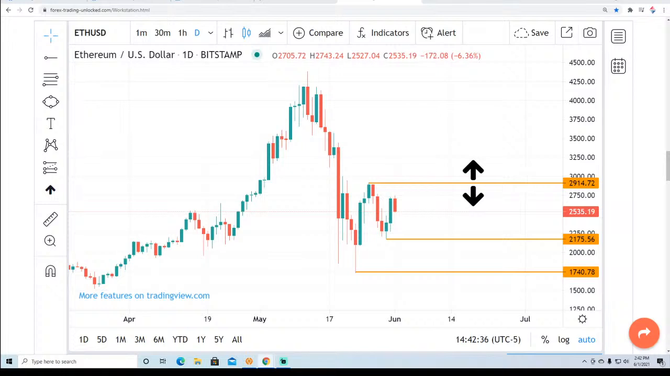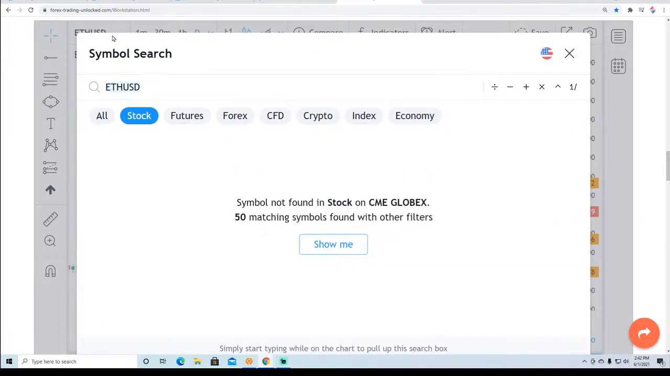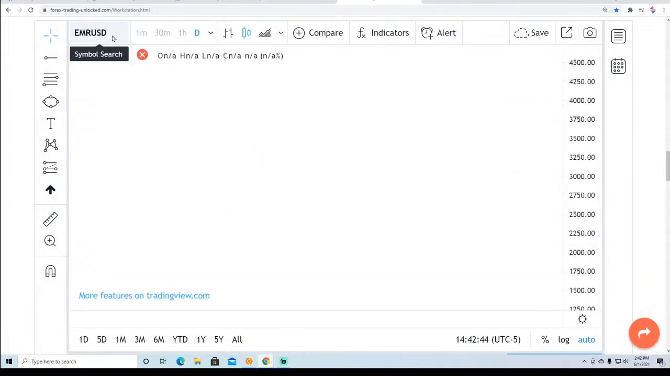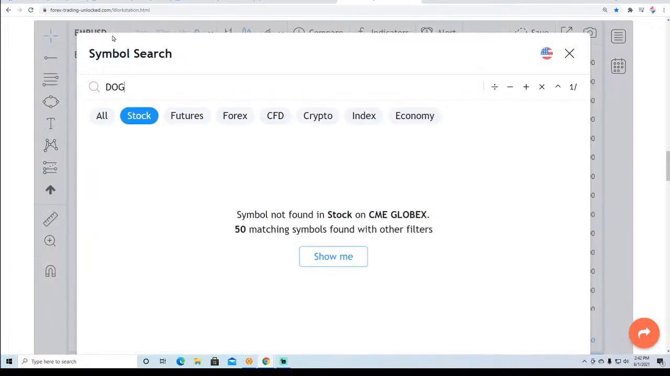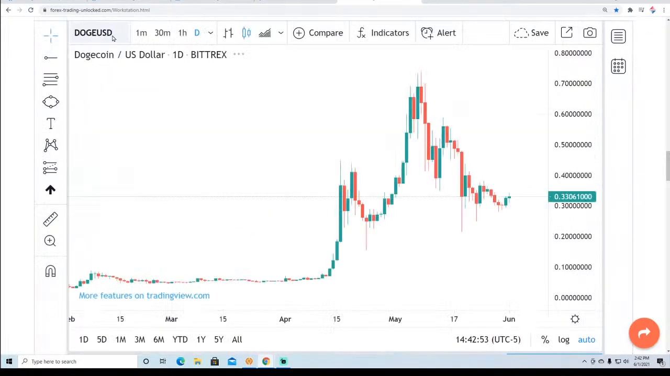We have another crypto we're going to take a look at now. Let's look at the XMRUSD. Oops. No, not XMR. It's going to be Doge. That's the one we wanted. That was the one that people wanted.